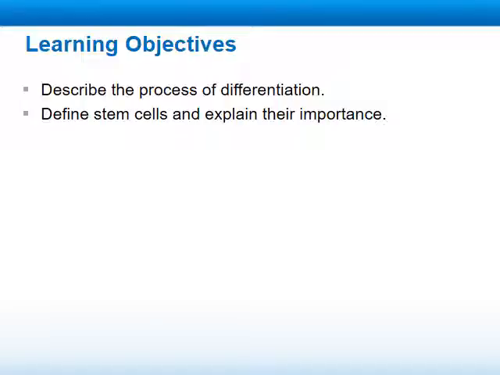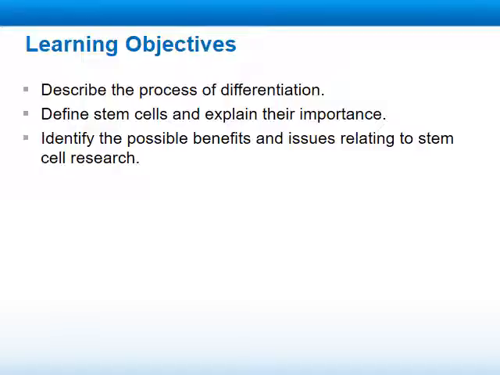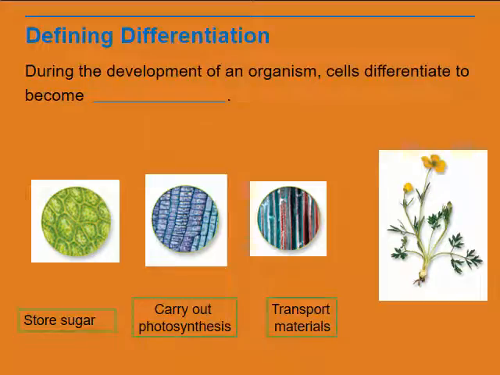Cell differentiation. At the end of this lesson, you should be able to describe the process of cell differentiation and also define what stem cells are and why they're important. You should also be able to explain some possible benefits and issues relating to stem cell research. We're not going to go into a lot of detail about this. But during the development of an organism, the cell will have to differentiate in order to become specialized.